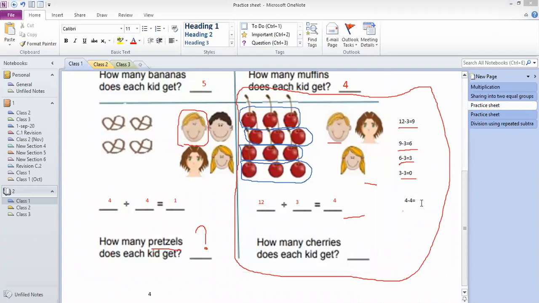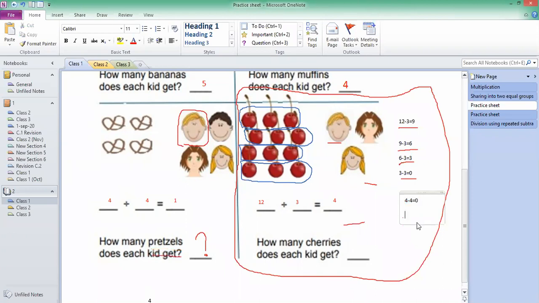Very good. And you know, while using the repeated subtraction method, you will subtract until you reach 0. And you reach 0 on the first subtraction. So how many times do you subtract 4 from the total? Only one time. Very good. So you write 1 here because you subtracted only one time. So the answer is 1.